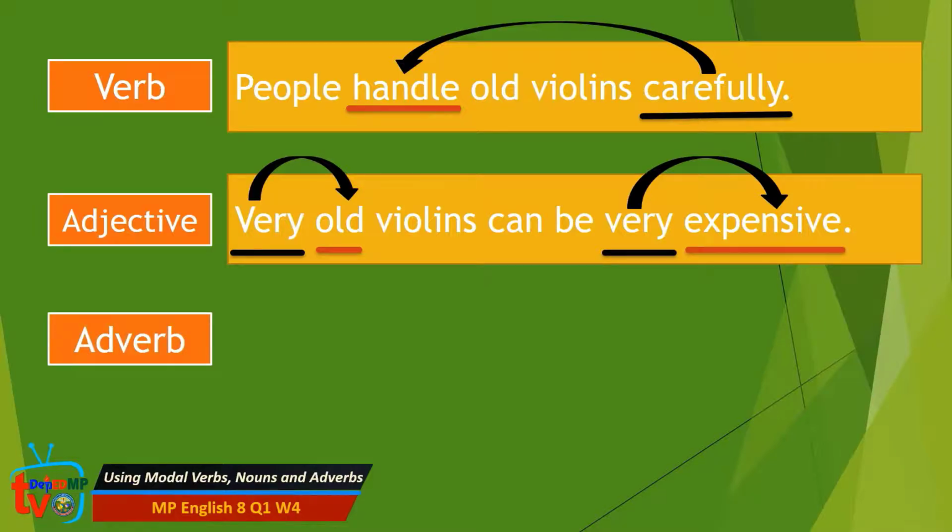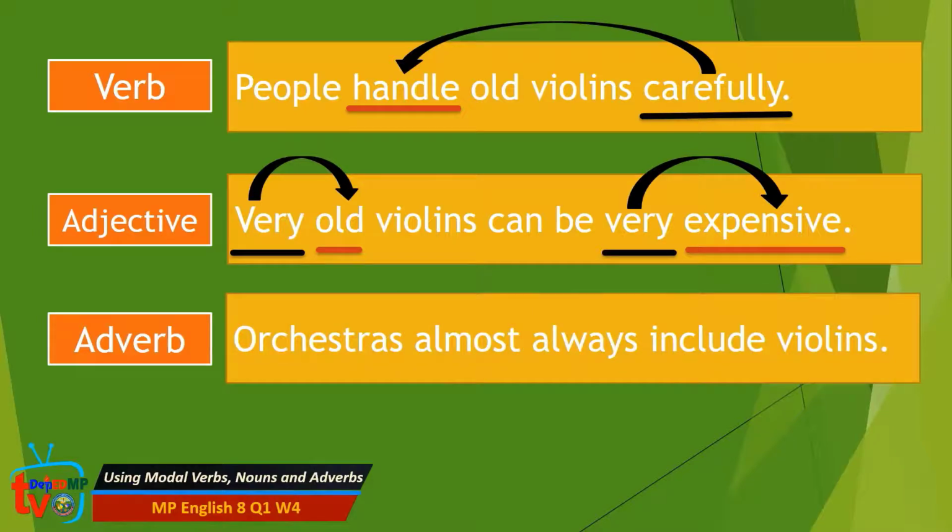And finally, adverb modifying another adverb. Orchestras almost always include violins. Almost is an example of an adverb modifying always, which is an example of another adverb.